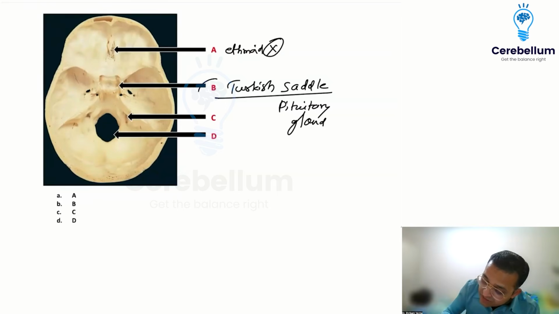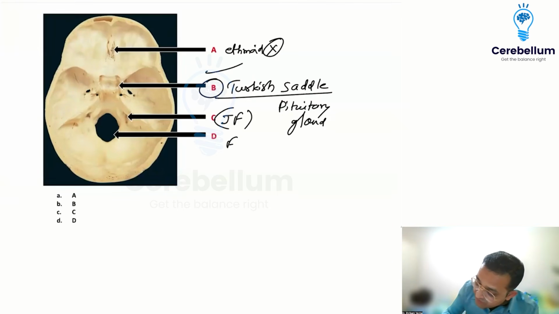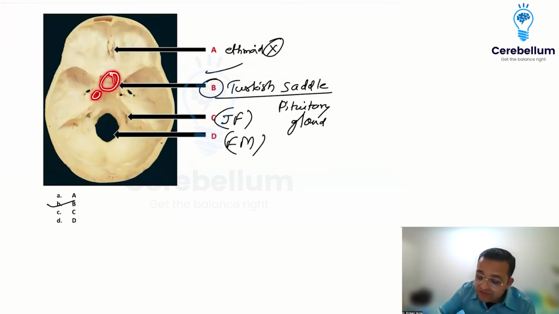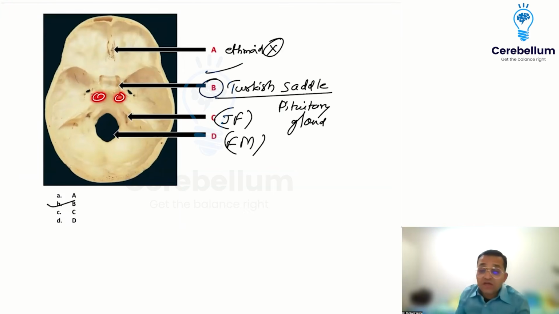So B is the answer. C is the second largest foramen of the skull, the jugular foramen. This is the foramen magnum. So definitely B is the answer. Agree? Clear? Yes, pituitary gland is the king. So on each side of the king, these are the queens. Okay, and then what was the king doing to the queen? He was giving roses, roses, roses every day, didn't we say?